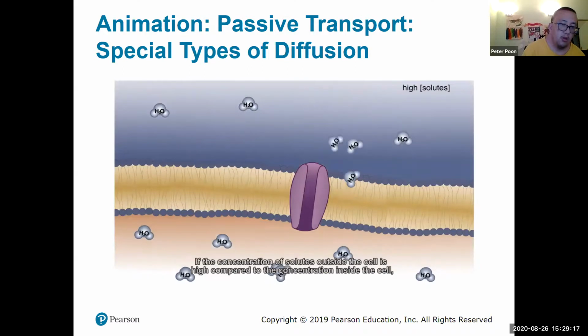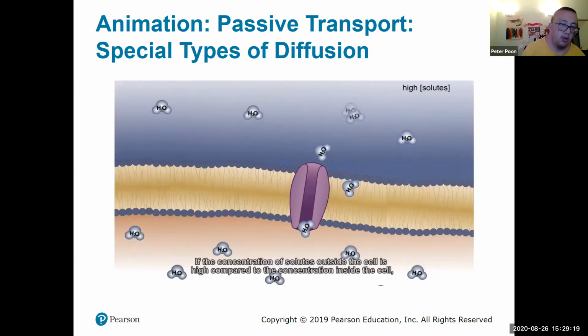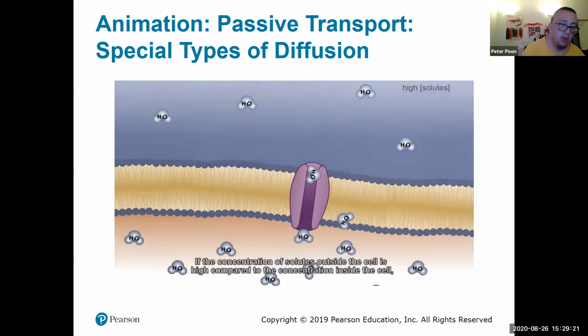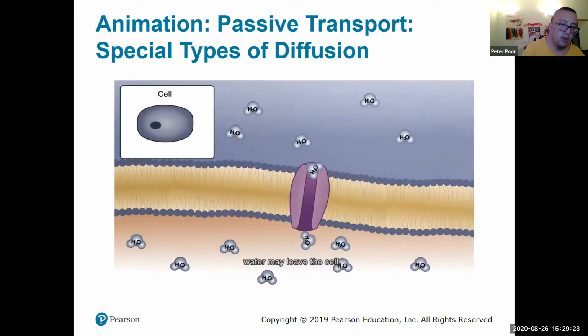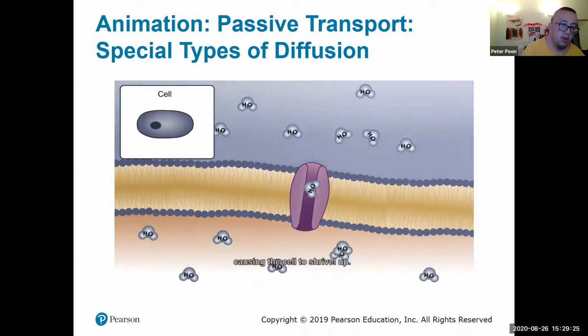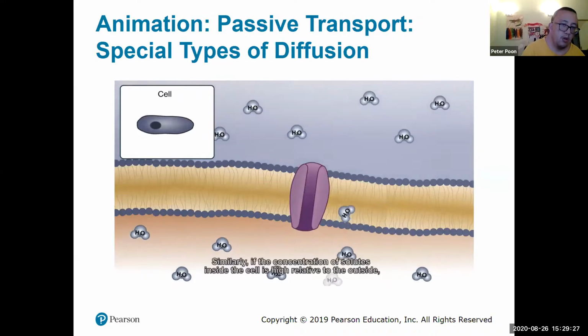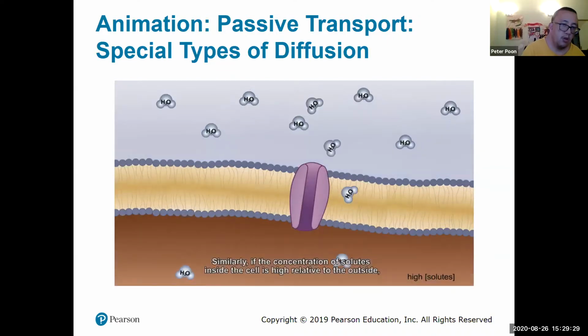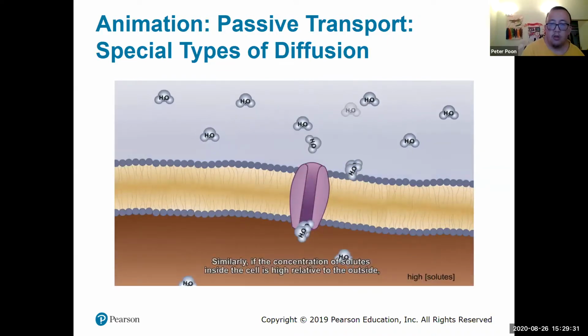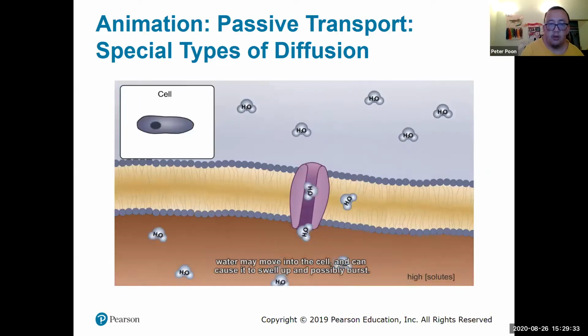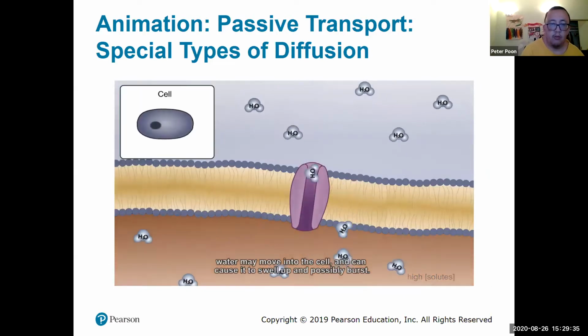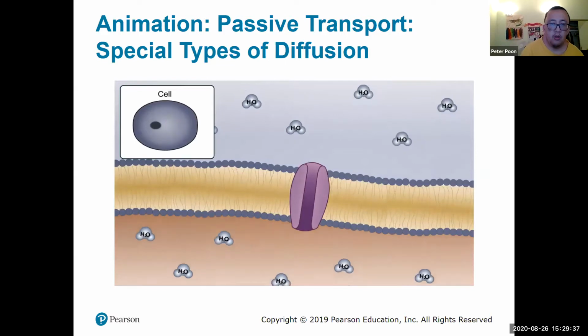If the concentration of solutes outside the cell is high compared to the concentration inside the cell, water may leave the cell, causing the cell to shrivel up. Similarly, if the concentration of solutes inside the cell is high relative to the outside, water may move into the cell and can cause it to swell up and possibly burst.